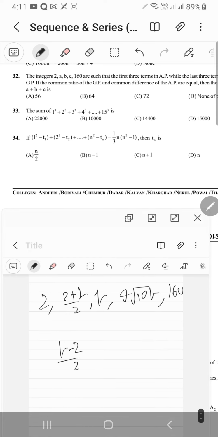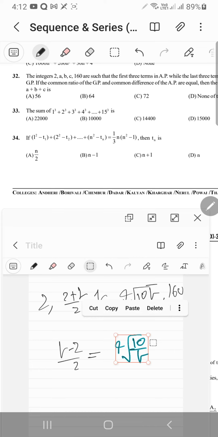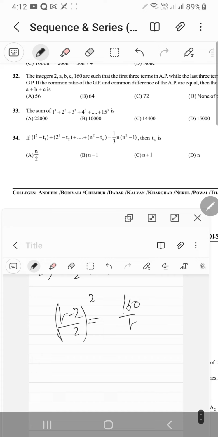And what's the common ratio for this thing? Well, it's times what, like, what's the common ratio? It's 160 upon B but the square root of that, so 4 square root of 10 upon B. Or you could just say that 160 upon B is the common ratio squared, and this thing squared is common difference squared. Okay, B squared minus 4B plus 4 upon 4 equal to 160 upon B.